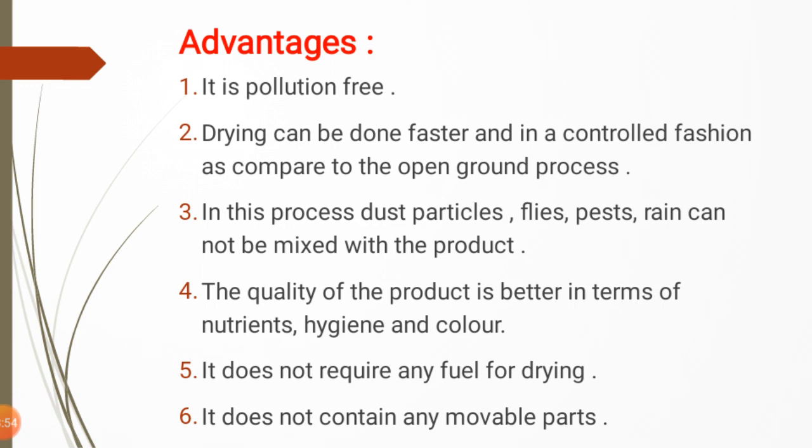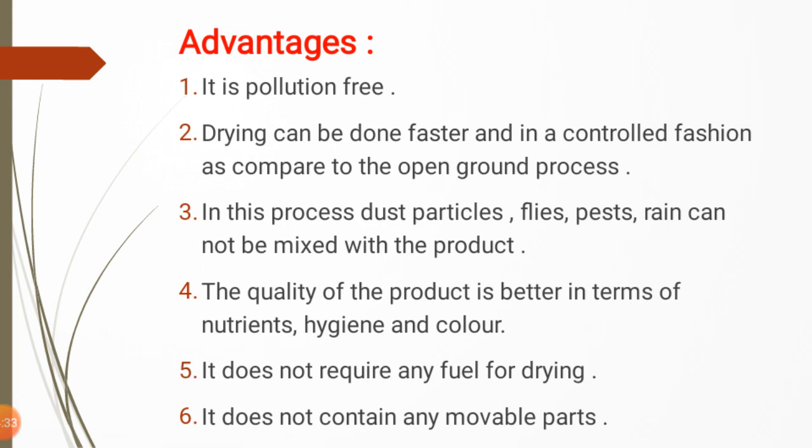That means there is control, with which we are able to dry the agriculture product despite different environmental parameters, such as rain or wind or all other things. In this process, dust particles, flies, pests, and rain cannot be mixed with the product. That means in the open ground process, all these particles, dust, flies, and pests can be mixed with the product, but with the help of the solar drying process, these cannot be mixed with the product. This is the main advantage of solar drying.